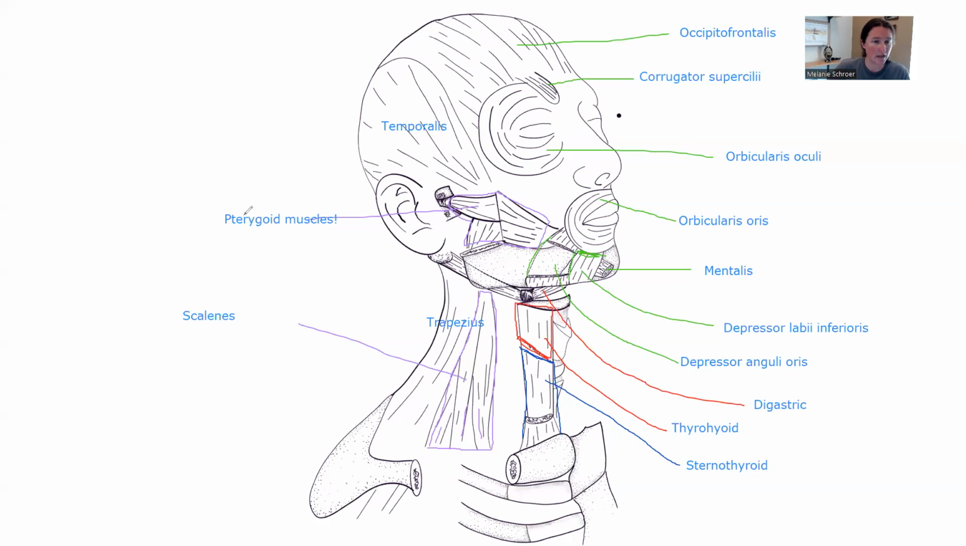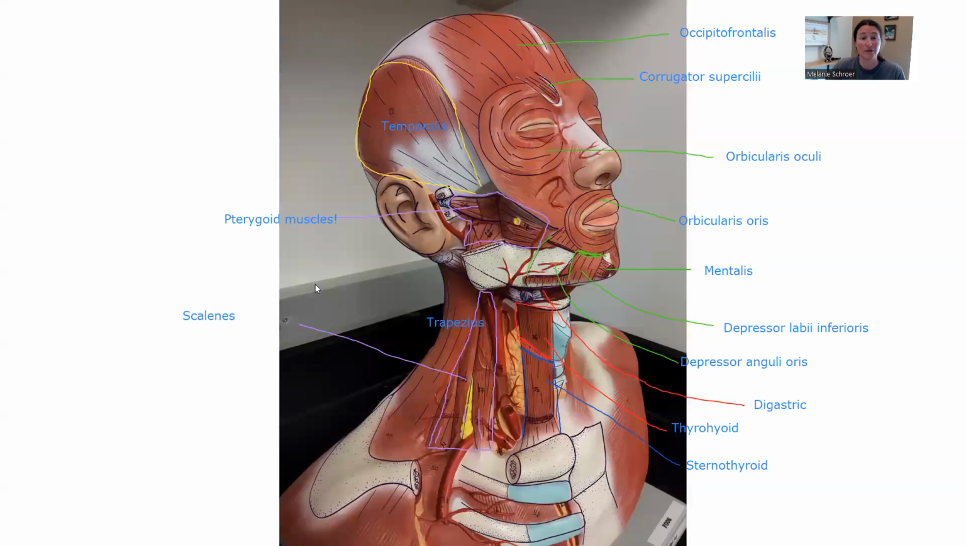Change the color again. We can see this muscle on the temporal bone, and it all converges down to insert on the mandible, which of course in this case has been removed. And so those are the muscles on the model itself. Let's take a look at what it looks like on the diagram.